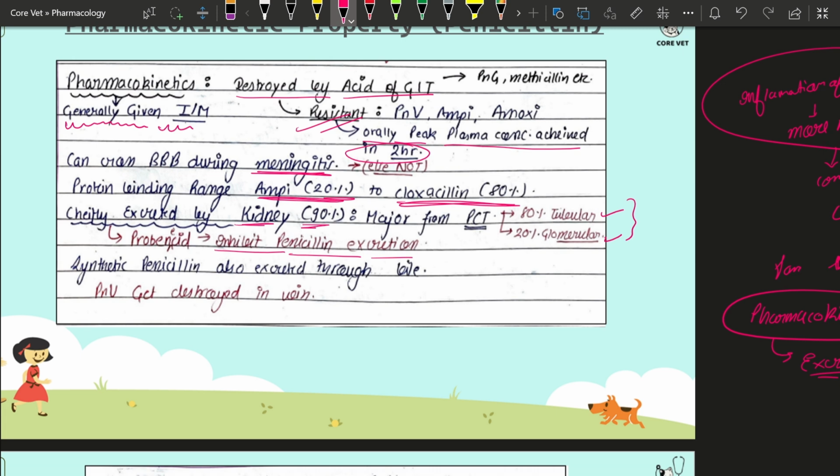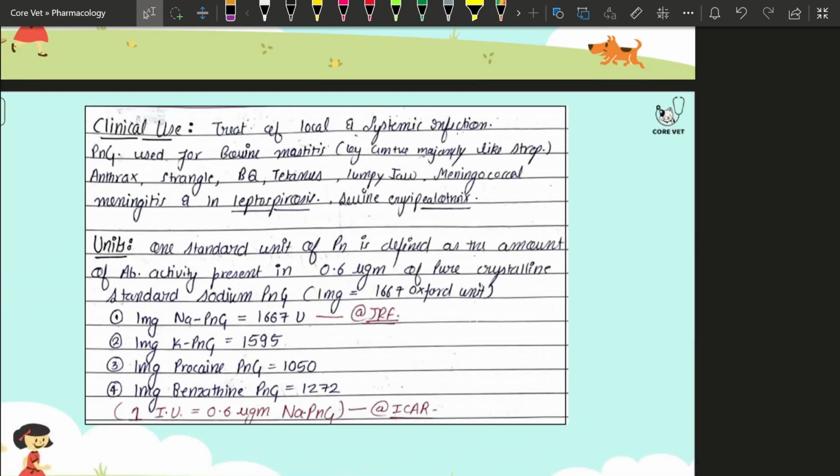And the synthetic penicillins are also excreted through the bile. We had told you that penicillin V is destroyed in the gut. Now, if we talk about clinical use, there are many. It could be used in the treatment of local and systemic infections, conditions like bovine mastitis, anthrax, wooden tongue, black quarter, tetanus, lumpy jaw, and many more. So these many conditions could be cured by the usage of penicillin.